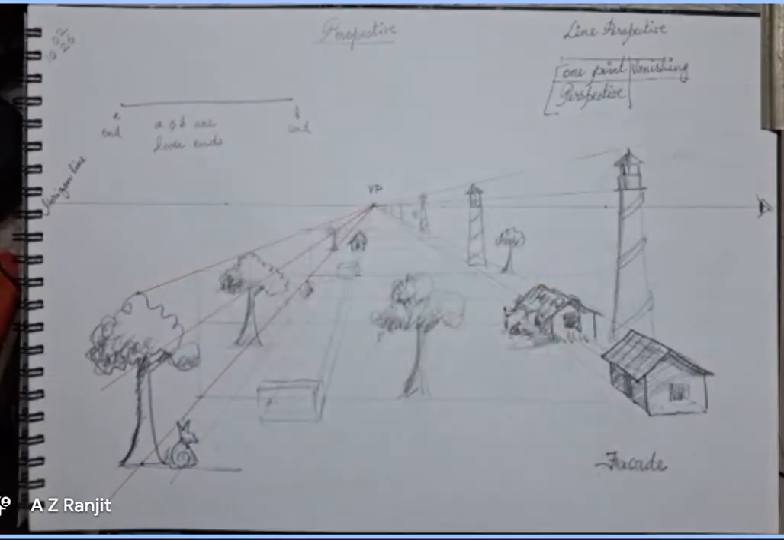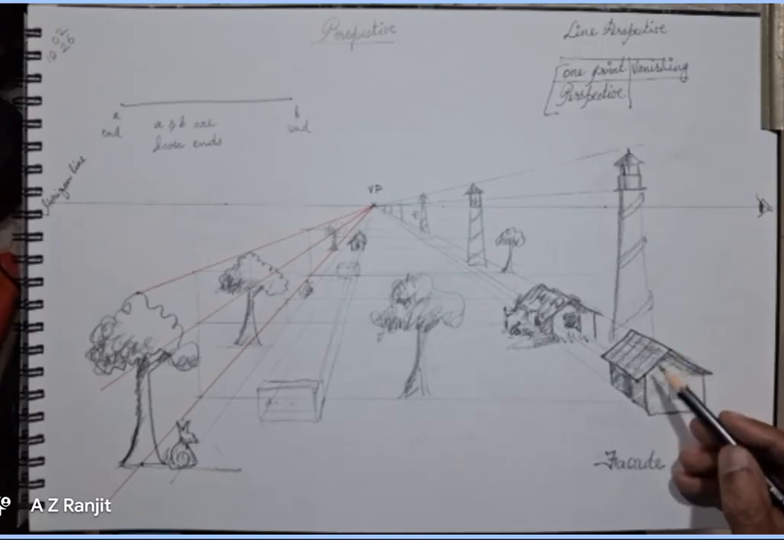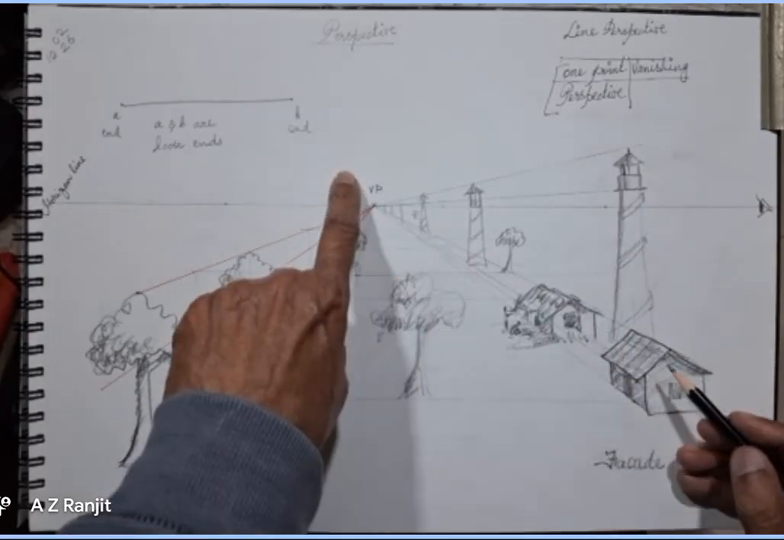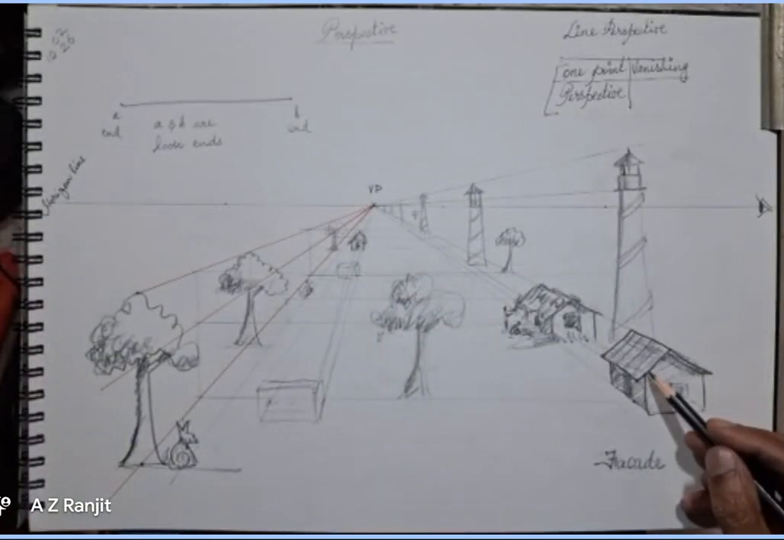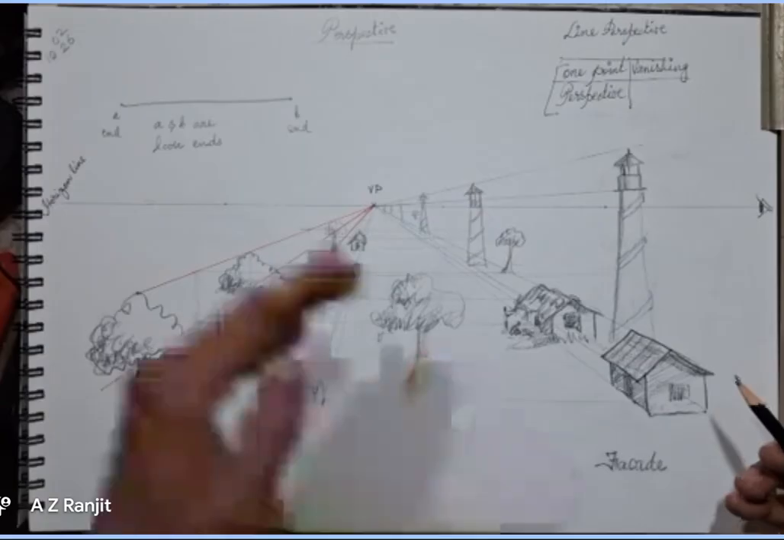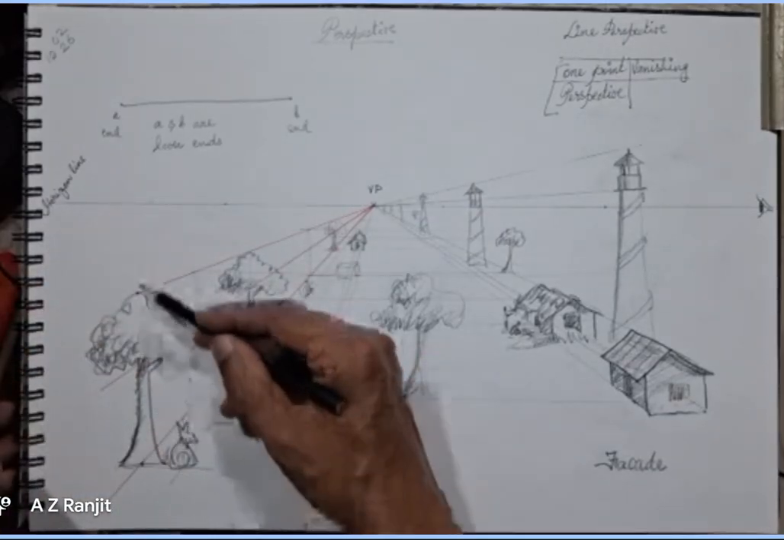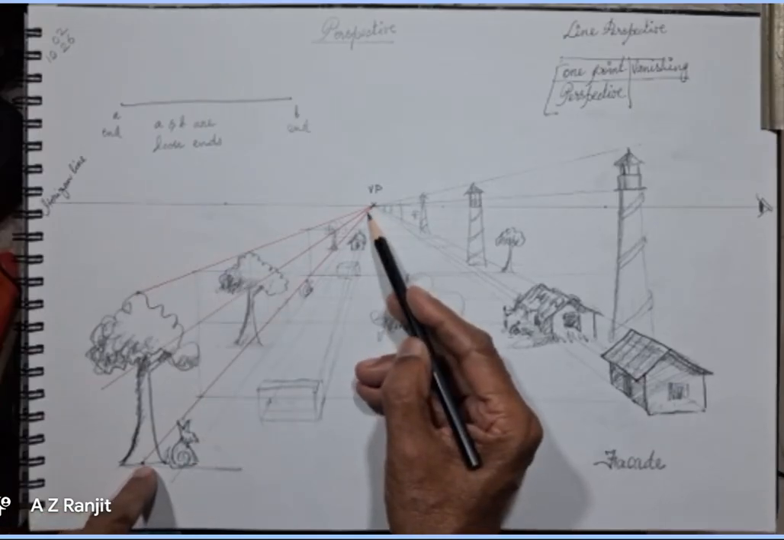They're called loose ends. So this line has 2 loose ends, and we have connected both the loose ends to the vanishing point. This line has 2 loose ends. We have connected both the ends to the vanishing point, and so on and so forth. This has a vertical line in the center. We have connected both the ends to the vanishing point.